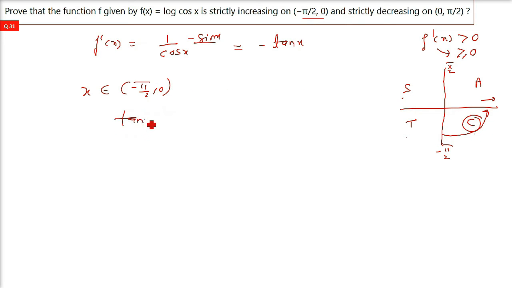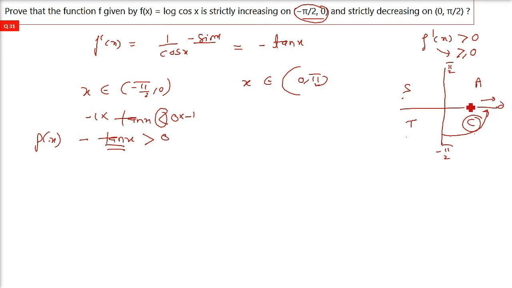What will be the tan x? Since only cos is positive, it is going to be less than 0. Now multiply both sides by negative 1. When you multiply by negative 1, this less than sign will change to greater than sign. So minus tan x is greater than 0. This is your f dash x, which is greater than 0. That is between negative pi by 2 and 0, it is strictly increasing.